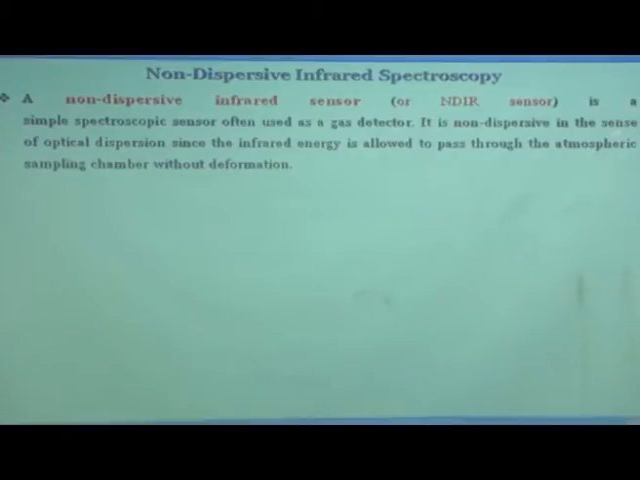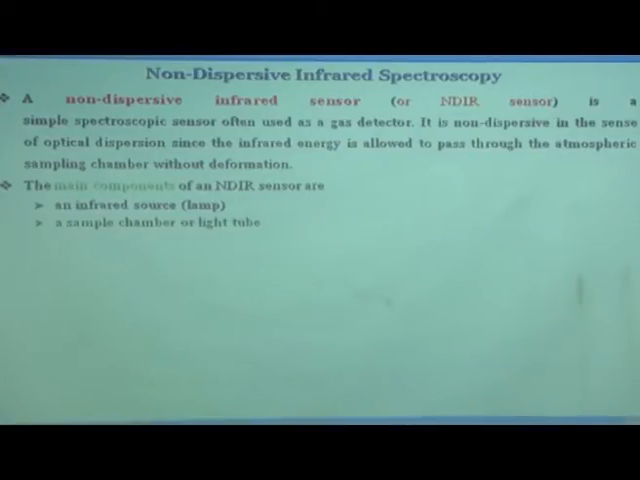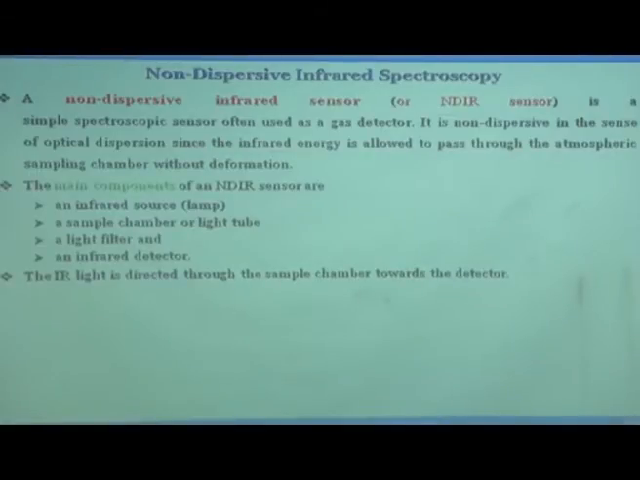So, an NDIR sensor is a simple spectroscopic sensor often used as a gas detector. It is non-dispersive in the sense of optical dispersion, since the infrared energy is allowed to pass through the atmospheric sampling chamber without deformation. Okay. The main components of the NDIR sensor are an infrared lamp, which should emit infrared rays between 2.5 to 5 micron, a sample chamber, which is also called a light tube, a light filter, and an infrared detector.